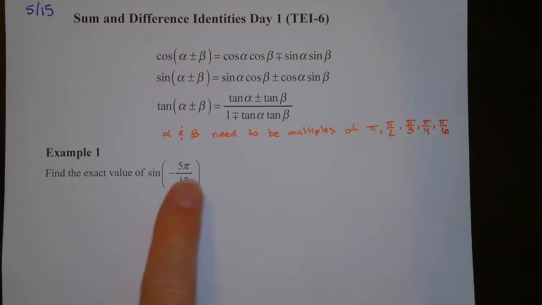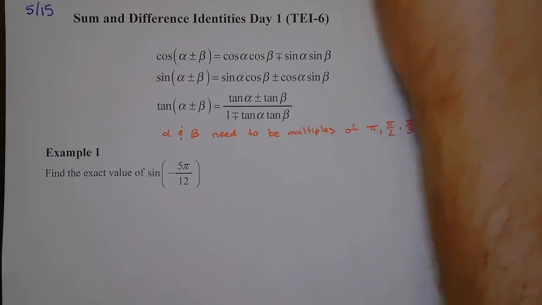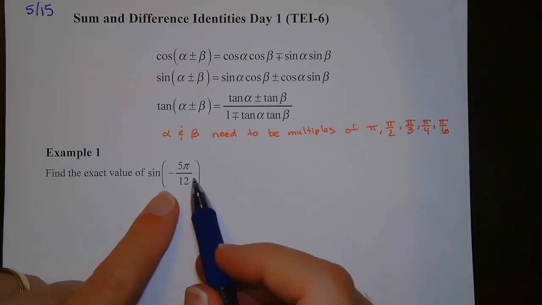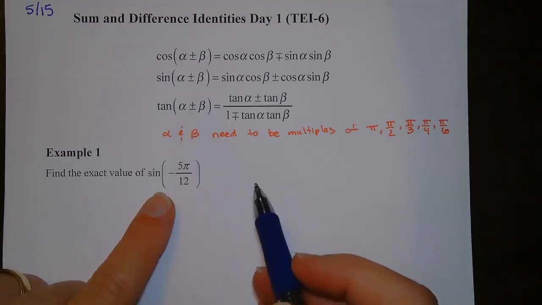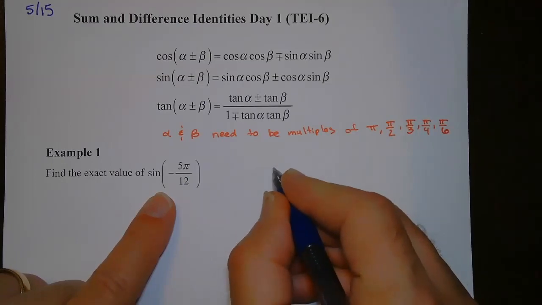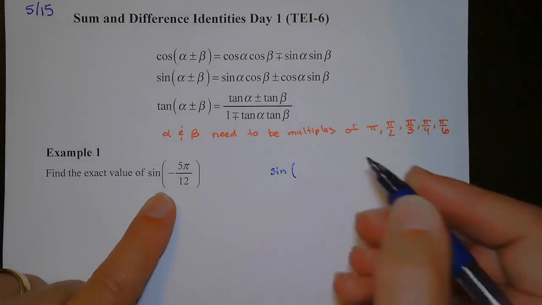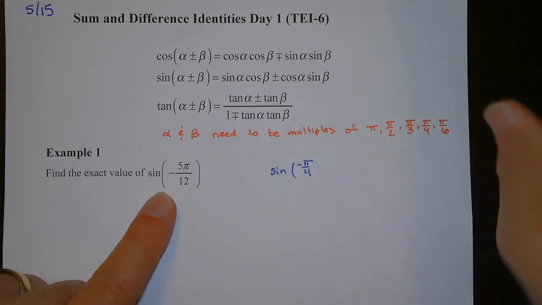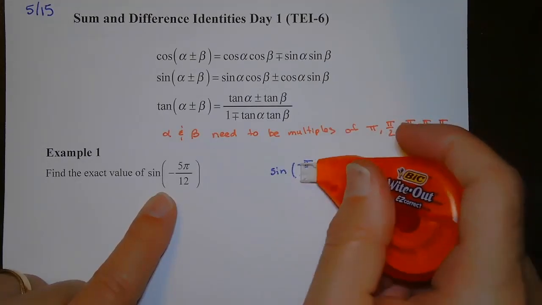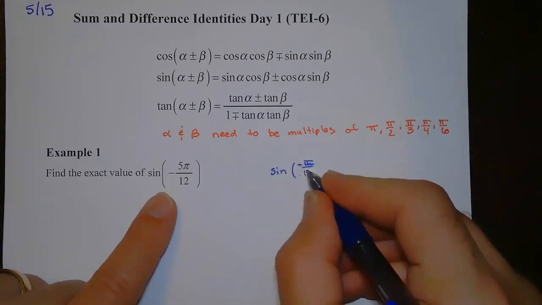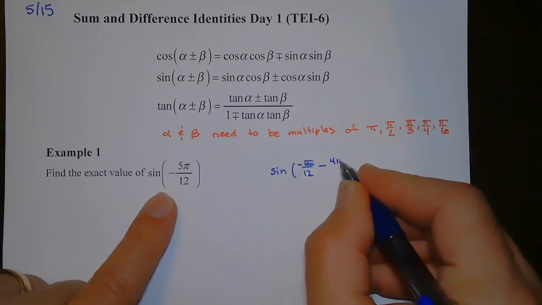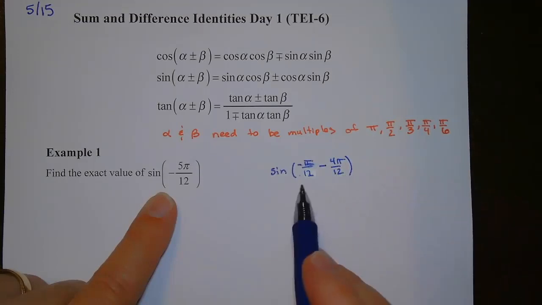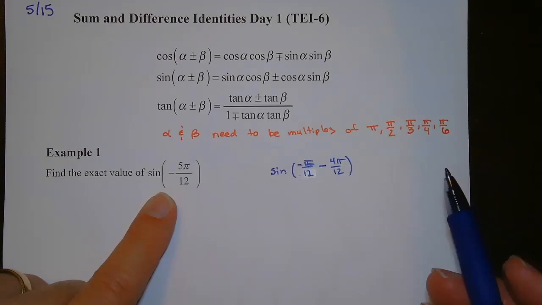So I need to break this angle into two angles that reduce to give you one of these. I'm going to try some, and we'll see. I'm going to do it from a negative angle minus another angle. So let's try this. Sine of negative pi over 12, whoops, pi over 12, not pi over 4. So negative pi over 12 minus 4 pi over 12, because that is equivalent to sine of negative 5 pi over 12, right?